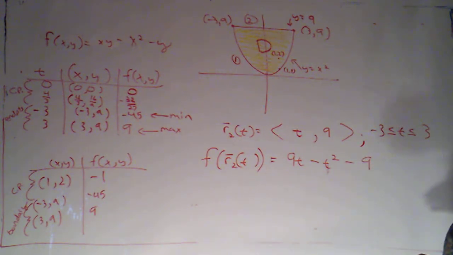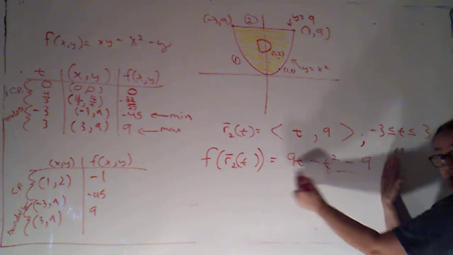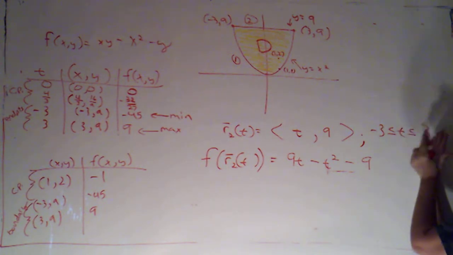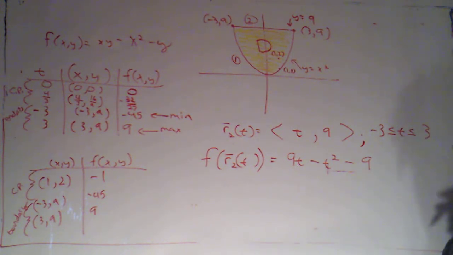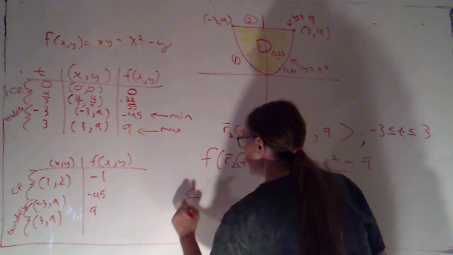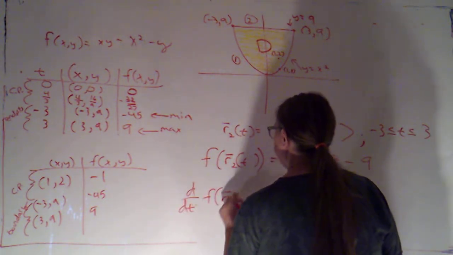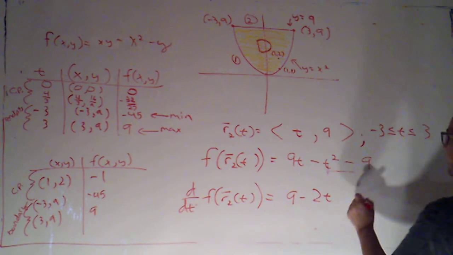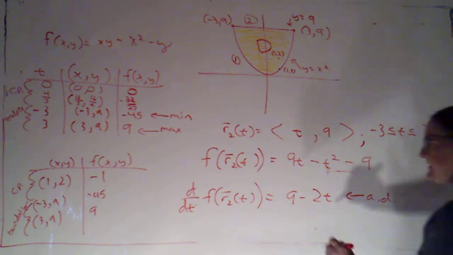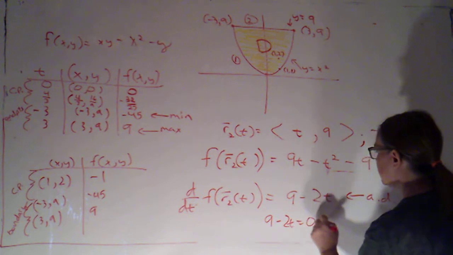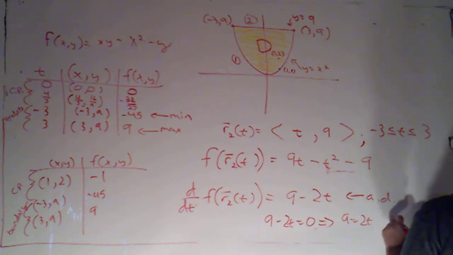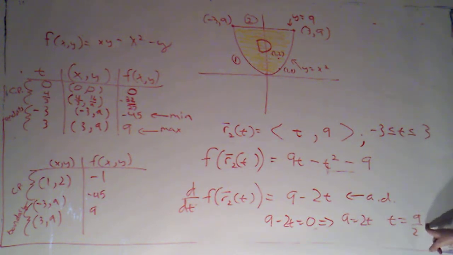Okay. All right, notice this is a continuous function of one variable defined on a finite closed interval. So I can apply the extreme value theorem for functions of one variable. I'm going to take the derivative of f of R2 of t, and I'm going to get 9 minus 2t. That is always defined. When is it 0? If 9 minus 2t is 0, that would mean that 9 was equal to 2t. T would equal 9/2. Ooh, that's not in the interval.